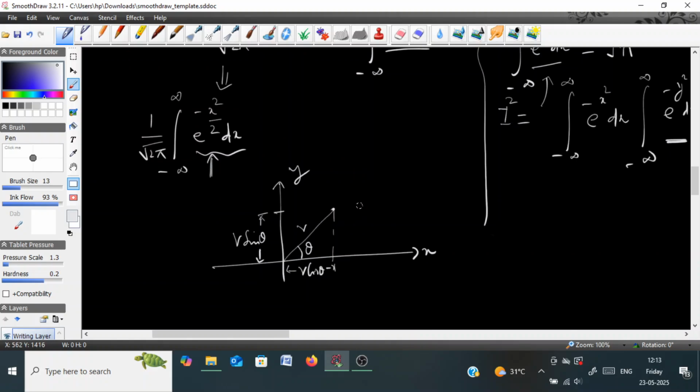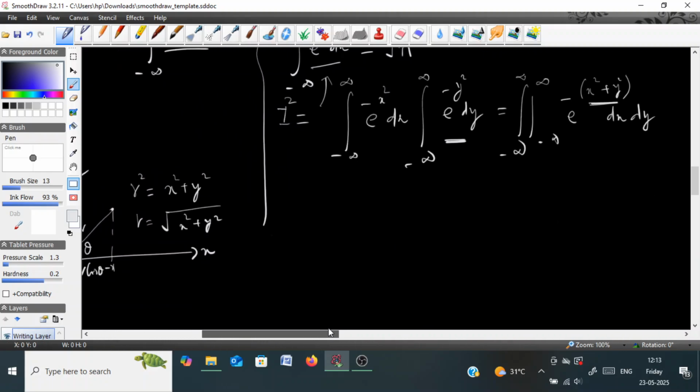Definitely your r square will be equal to x square plus y square, or you can say r is the square root of x square plus y square, and similarly we can find theta in terms of x and y, that is tan inverse of y over x.